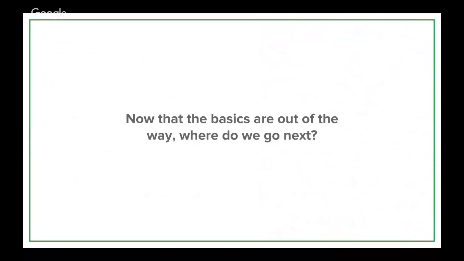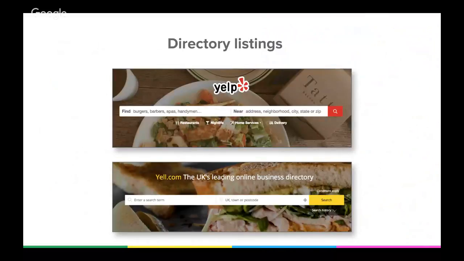Okay, so that's the basics out of the way. So next up, we're going to move on to some more advanced aspects of local SEO. So first up is directory listings. They're not the strongest signals in terms of local SEO, but they do provide you with a backlink and another location for crawlers to find your business details. They might not be the be-all and end-all, but they're definitely a crucial part of the overall strategy.